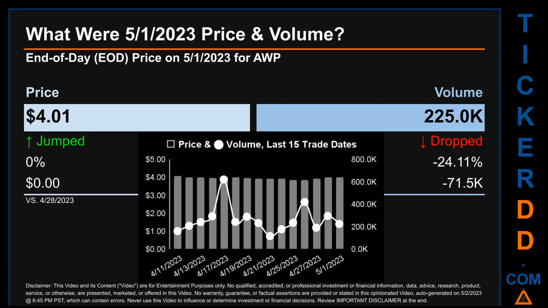The graph shows price and volume for the last 15 trade dates. Across a range of 23 cents, the max and minimum end-of-day price were respectively 4.08 and 3.85. Volume saw a range of 505.4 thousand, from a day low of 116.6 thousand to a day high of 621.9 thousand.